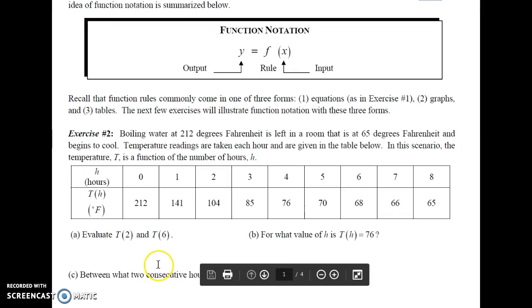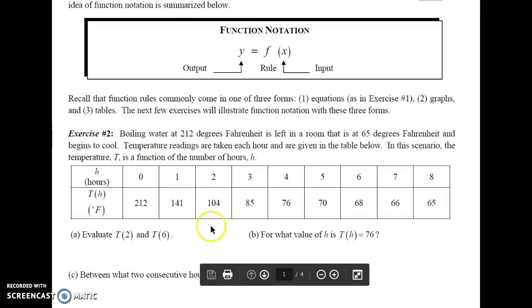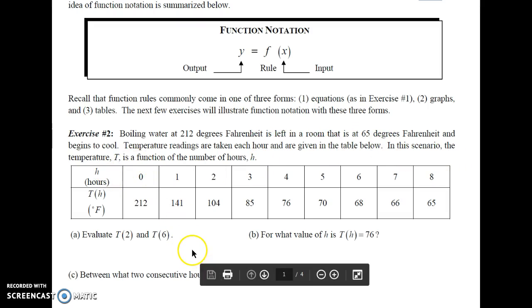Okay, now function rules, remember, can come in a lot of different forms. We can do it as equations like we just did. You can do it on a graph, and you can do it in a table. So let's look at a table form of this. Boiling water at 212 degrees Fahrenheit is left in a room that is at 65 degrees Fahrenheit and begins to cool. Temperature readings are taken each hour and are given in the table below. In this scenario, the temperature T is a function of the number of hours H.